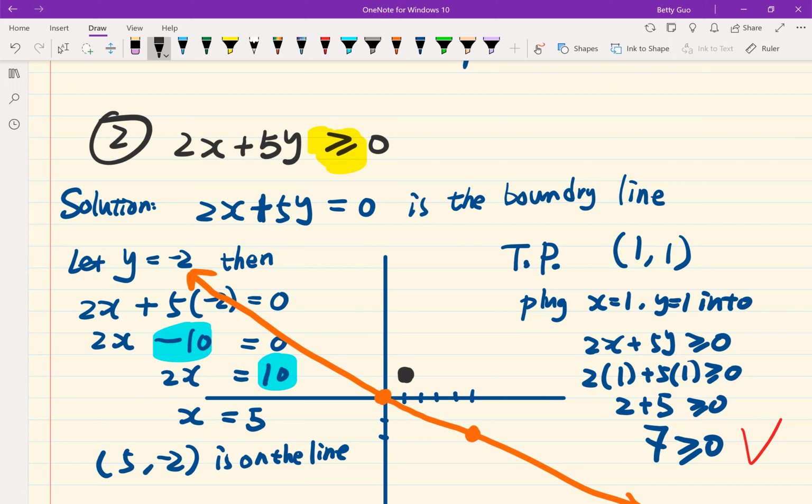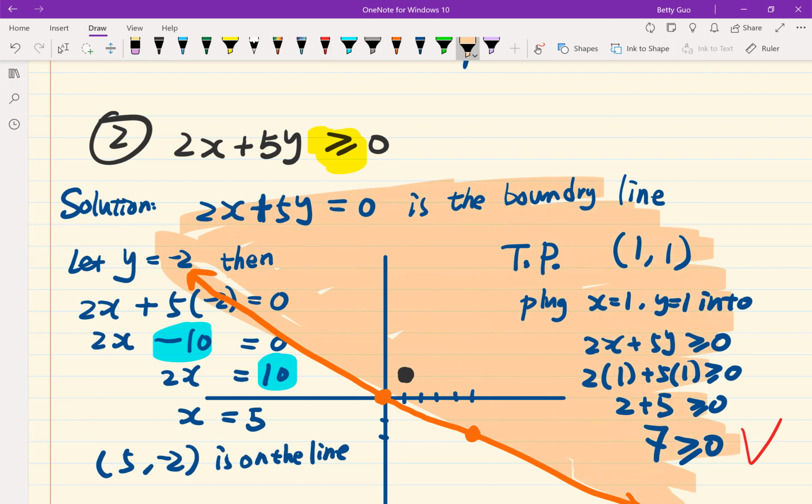Should we shade the region above the boundary line or the region below the boundary line? Above. Do you guys agree? Yeah, because the testing point is above, right? So you shade the region above. Yeah, of course, I could only shade a part of the region.